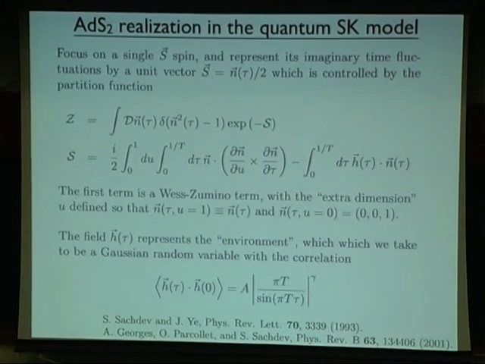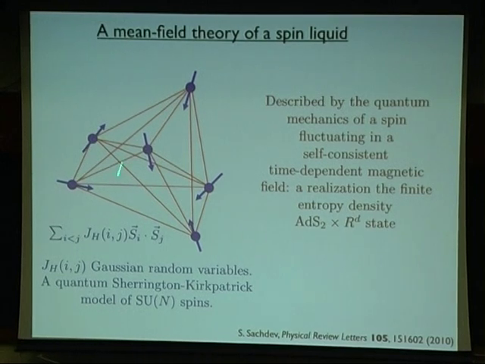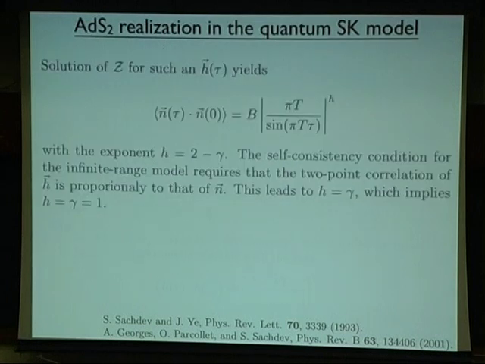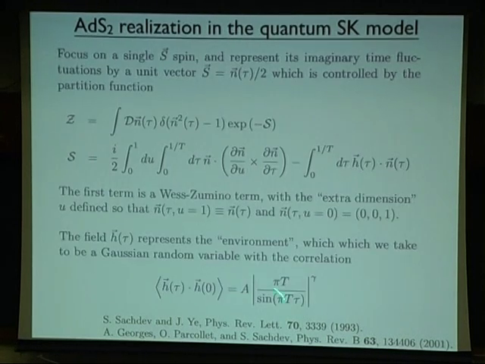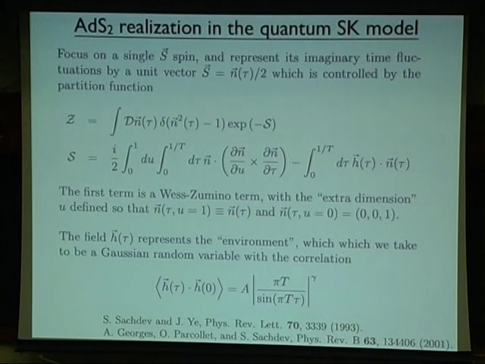Finally, how do you solve this particular model? In this model, the environment is the same as this spin. There is nothing special about the spin you picked out. Therefore, the correlations of H, which was the environment, should be the same as the correlation of the spin itself. That fixes it. That tells you that H equals gamma. Then you combine this with the previous relation, and you get H equals gamma equals 1. That is what gives you the marginal Fermi liquid. When I map it to the string theory model, H is a free parameter, which is determined by the mass of the fermion on AdS2, on the AdS4.